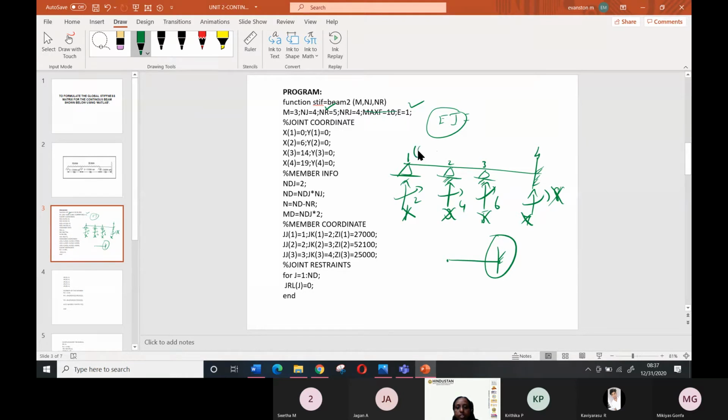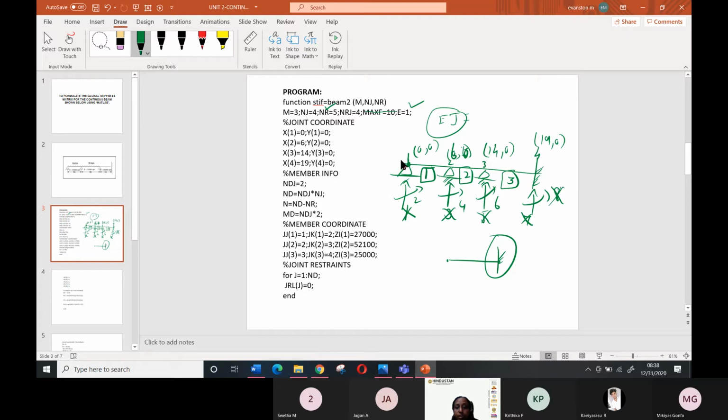As I told, this is the 0, 0 coordinate, this is 6, 0. Then the x coordinate, the length of the member is 14, comma 0, then this is 19, comma 0. So the origin is from here, and you have to make it. So I have given the x coordinate of the joint, x coordinate of the member 1. So this I have taken as member 1, member 2, member 3. So for member 1, the coordinate is x coordinate 0, 0.